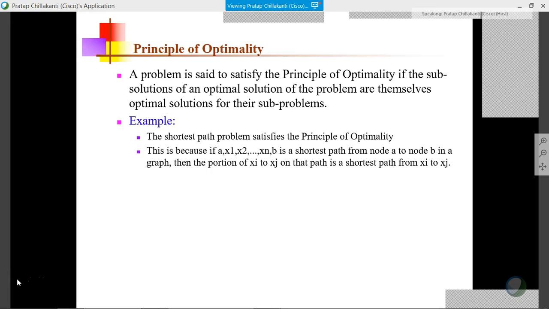If you assume that it is not, then that means A to B via xi and xj is no longer the shortest path, right? So this is a classic case of proof by contradiction, where you can say that, hey, the shortest path problem satisfies the principle of optimality.